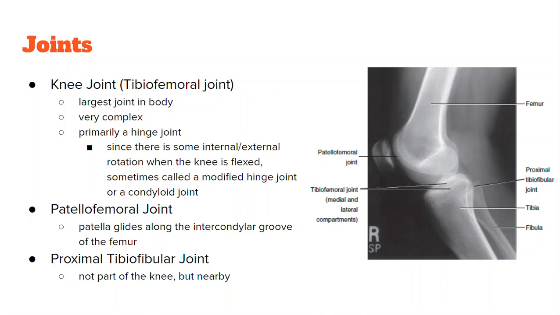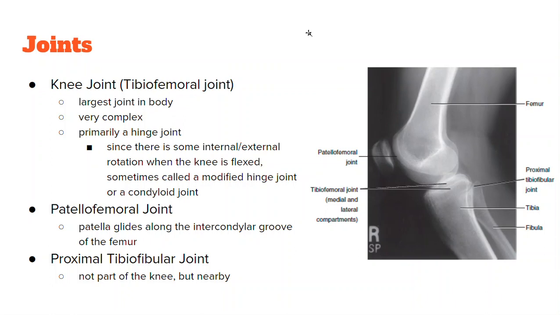In this video, we'll talk about the specific joints of the knee joint and the ligaments of that joint. So the knee joint is the tibiofemoral joint, so the tibia on the femur, largest joint in the body. It's pretty complex, even though it seems to be a hinge joint. There's actually internal and external rotation when the knee is flexed to 90 degrees.